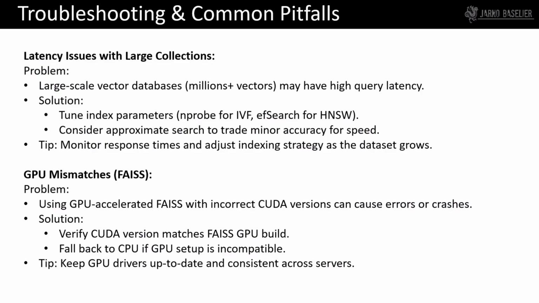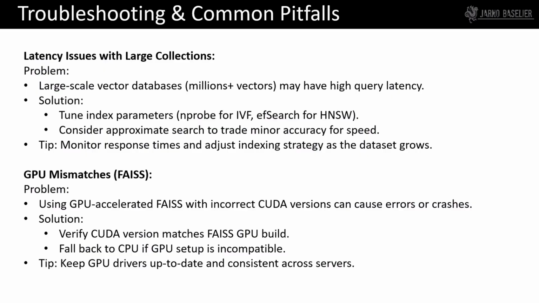Solutions here are to tune index parameters like nprobe for IVF and efSearch for HNSW. Consider approximate search to trade minor accuracy for speed. And as a tip, monitor response time and adjust indexing strategy as the dataset grows.